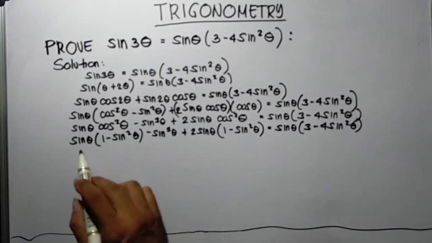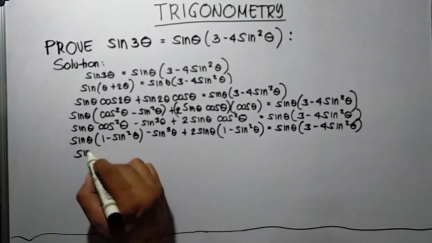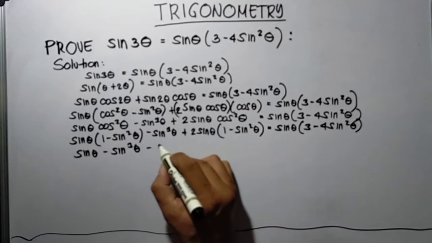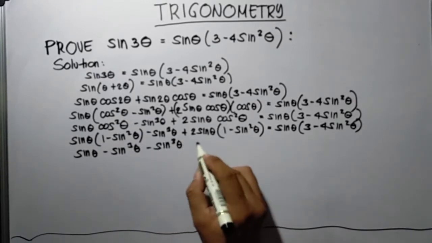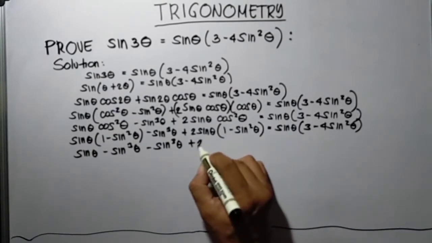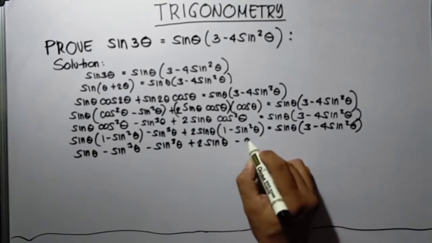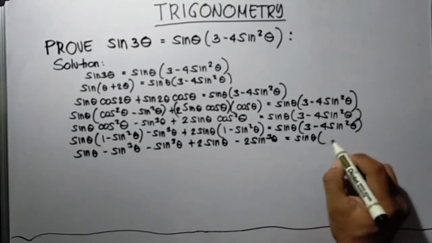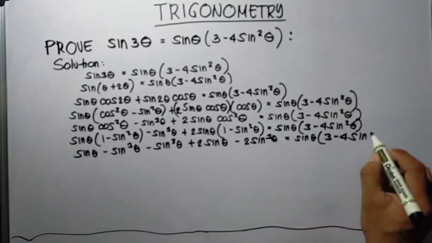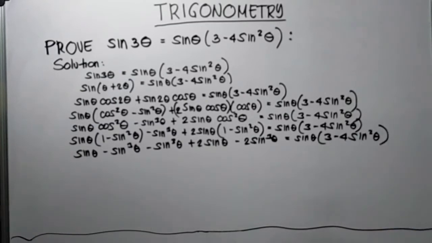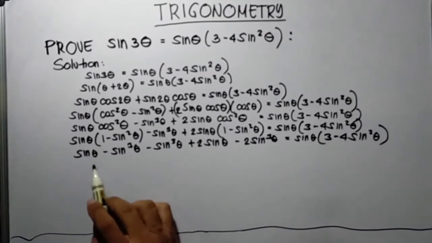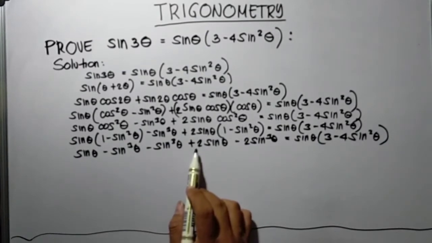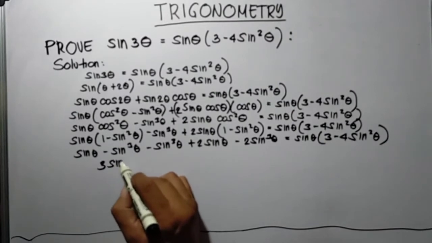Okay, so now we multiply here, so sine theta times 1, that is sine theta, sine theta times sine squared theta will become minus sine cube theta. Okay, plus 2 sine theta times 1, so that is plus 2 sine theta, minus 2 sine cube theta. So that will be equal to sine theta (3 minus 4 sine squared theta). Okay? So from here, you just simplify. So sine theta plus 2 sine theta, so that will become 3 sine theta.